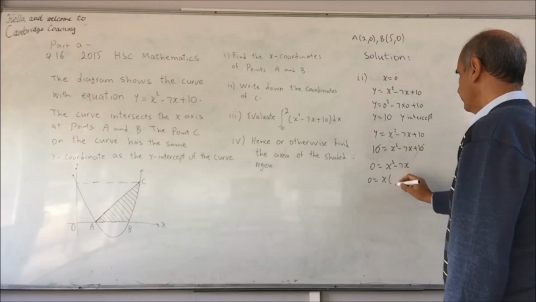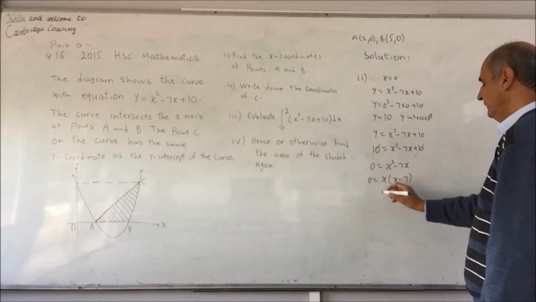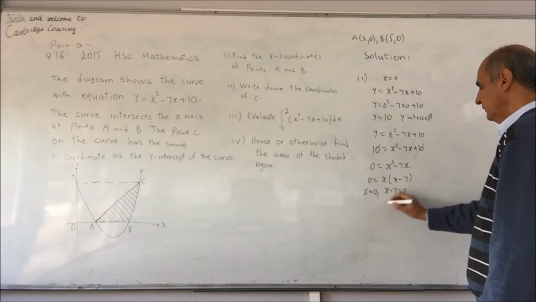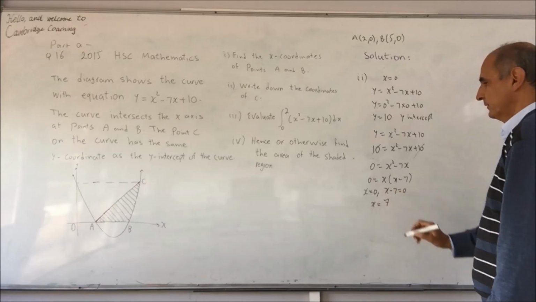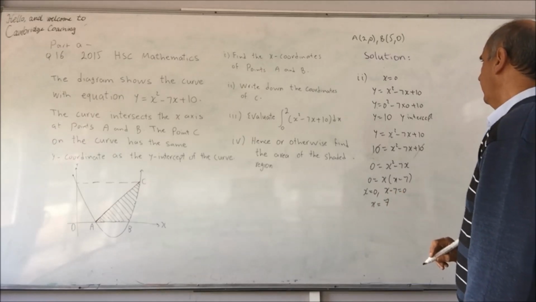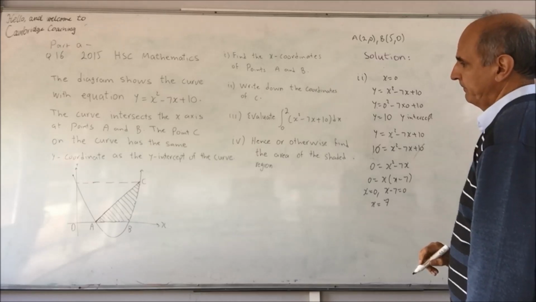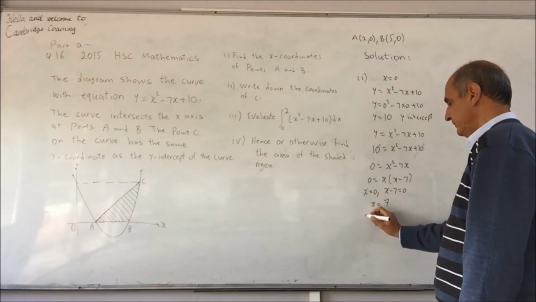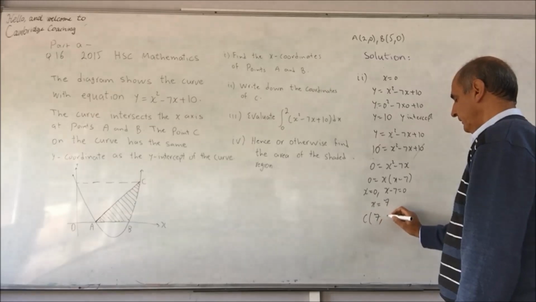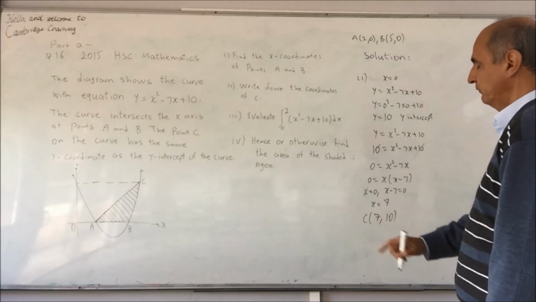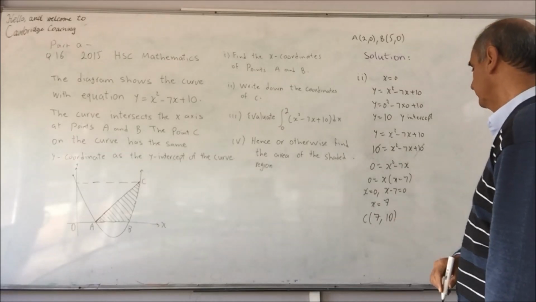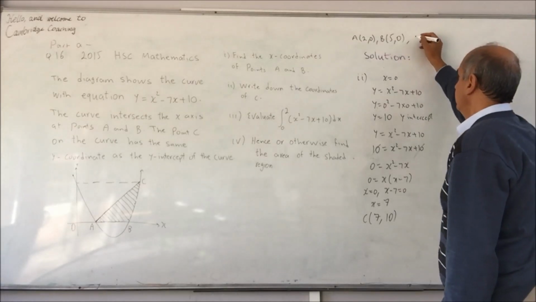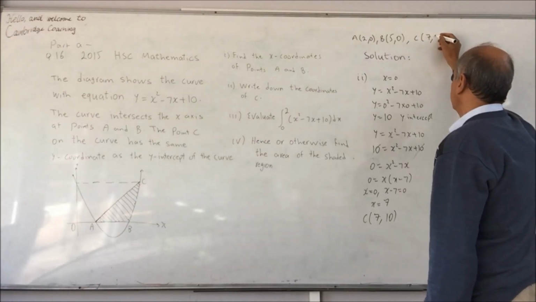And factorize the right hand side for x. We get x times x minus 7, and put each of them equal to 0. Either x is 0 or x minus 7 equals 0, which gives us x equals 7. That means the x-coordinate of C is 7. So we can say C is 7 and 10, because we know the y-coordinate was the same as the y-intercept of the curve, which is 10. So that is the coordinates of C. I write it here: C is 7 and 10.